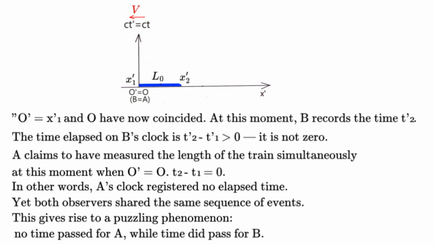It is not 0. A claims to have measured the length of the train simultaneously at this moment when O prime equals O, T2 minus T1 equals 0. In other words, A's clock registered no elapsed time, yet both observers shared the same sequence of events. This gives rise to a puzzling phenomenon. No time passed for A, while time did pass for B.